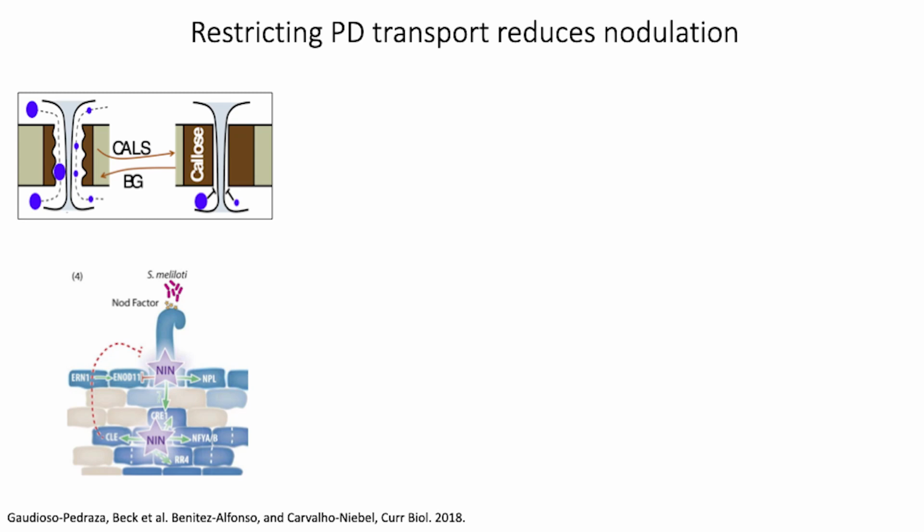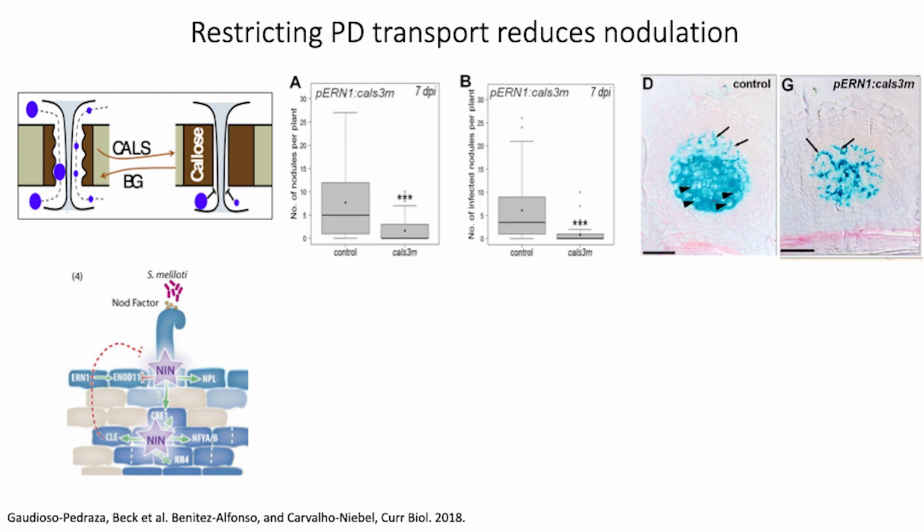We can also look at callose synthesis. So what happens when I ectopically express the callose synthase? As expected, when I ectopically express callose synthase 3, an activated version of the callose synthase, which increases callose deposition around the plasmodesmata, you see a reduction in the number of nodules. And the few nodules that are formed, in comparison to control, are poorly infected and form these strings of bacteria that are basically abnormal.